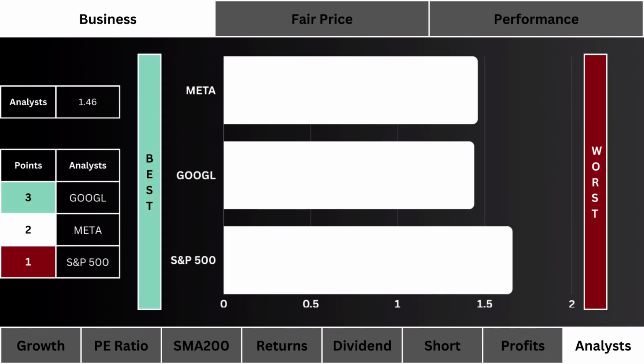Let's look at analyst recommendations. Which stock do Wall Street analysts favor the most? Graded 1 to 5, this is the average analyst grade given to a stock. A 1 means a strong buy and a 5 means a strong sell.